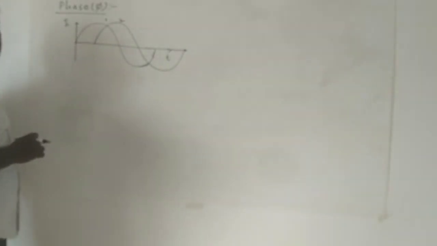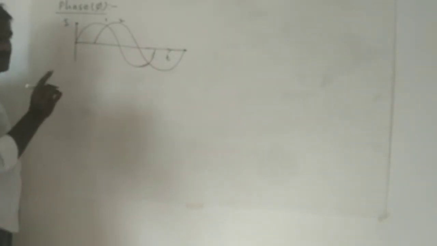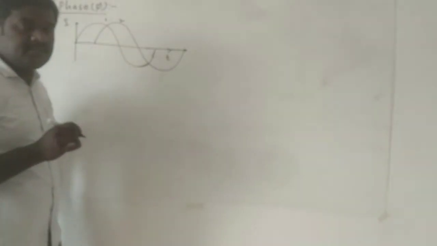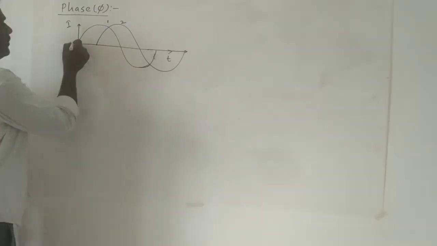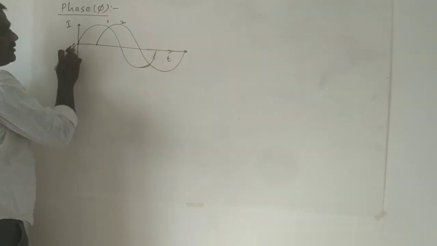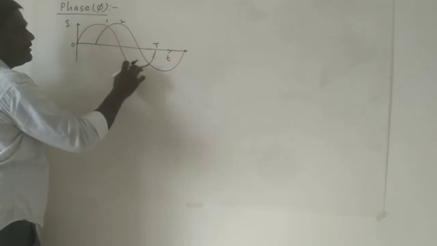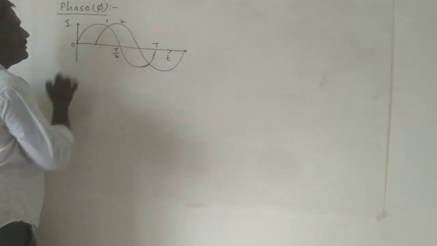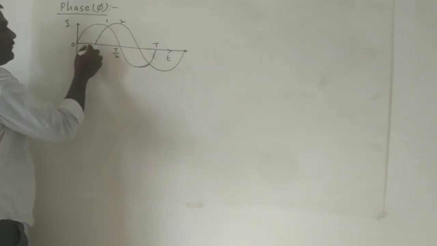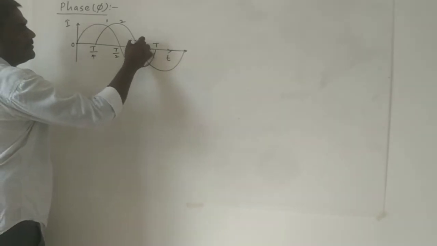Now, how much difference is there that we can mention in terms of time? You know the time period, which was explained in the last class. It's the time taken by an AC current to complete one cycle. Now, for the first one, I will mention 0 seconds here and capital T here. That means for the first cycle, the time taken is T. For half of the cycle it becomes T by 2. For one quarter it becomes T by 4. For three quarters it becomes 3T by 4.